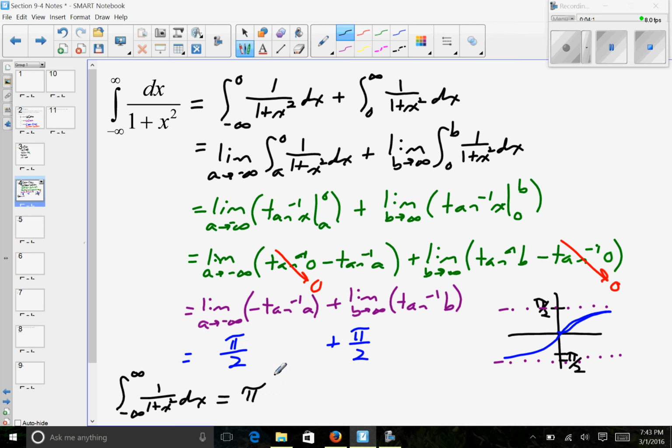Now, one thing I forgot to mention in the first video is these are limits that we're doing. And because my bounds are infinite, I never actually reach these values, but I approach them. And so what we say is that this improper integral converges to pi. So instead of saying an improper integral equals, we say an improper integral converges.